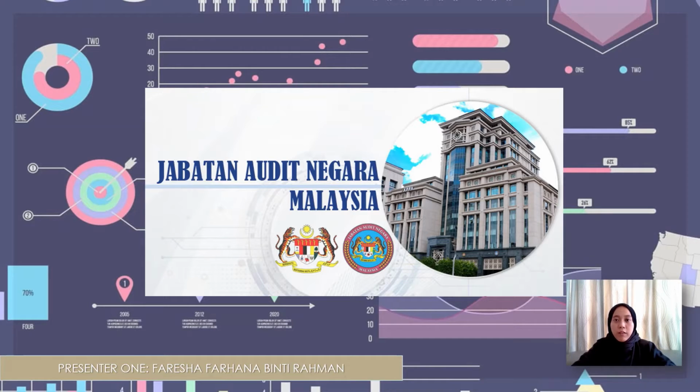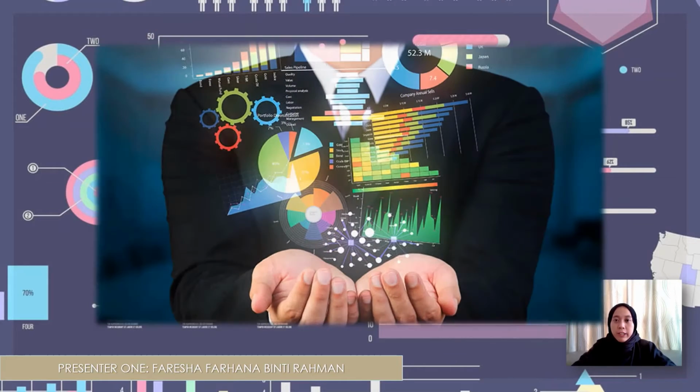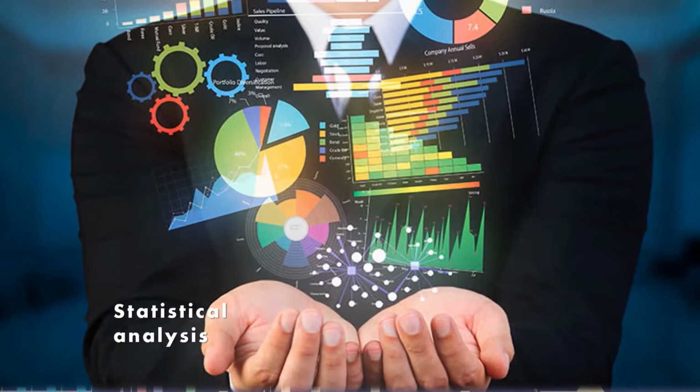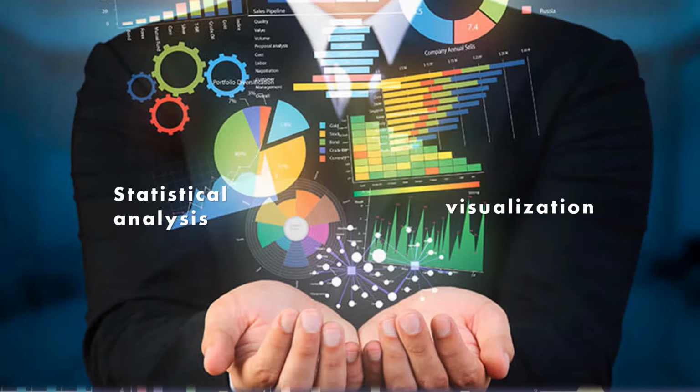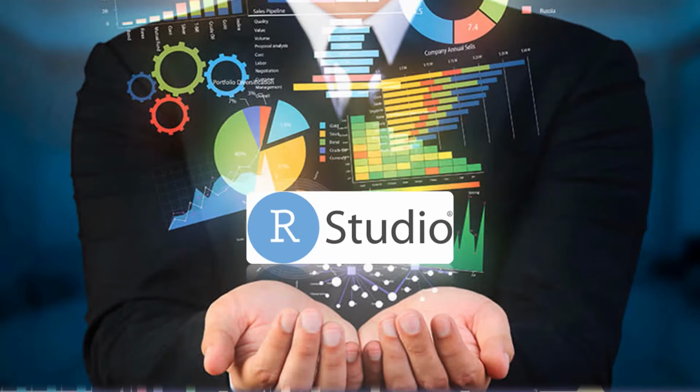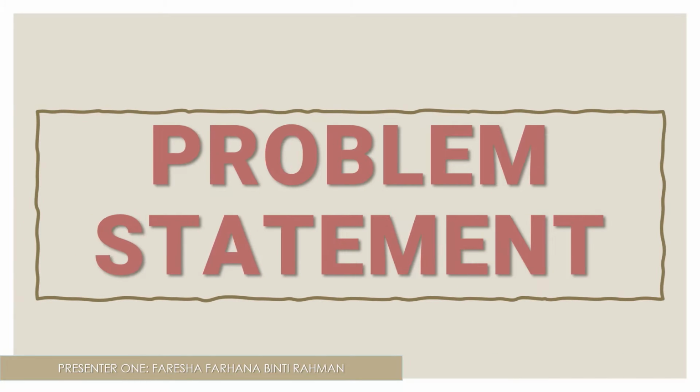The main objective of this text analysis is to provide better interpretation and summarization of the text data via statistical analysis and visualization. This study is to examine the words used in the Malaysian Auditor General's report using the R software. Move on to the next section, problem statement.